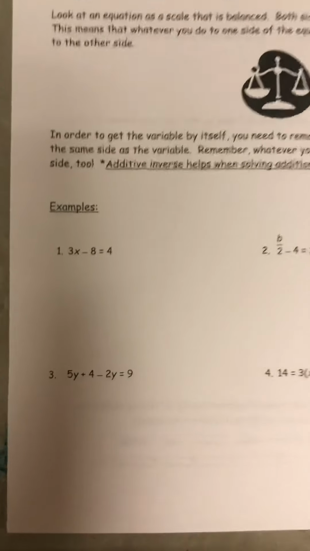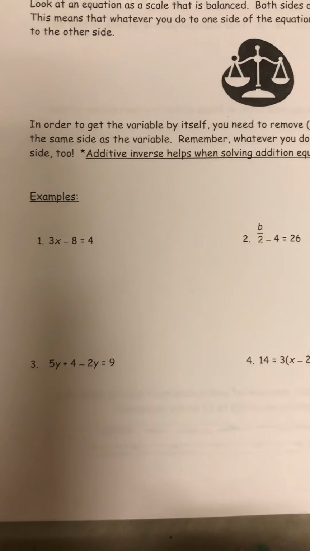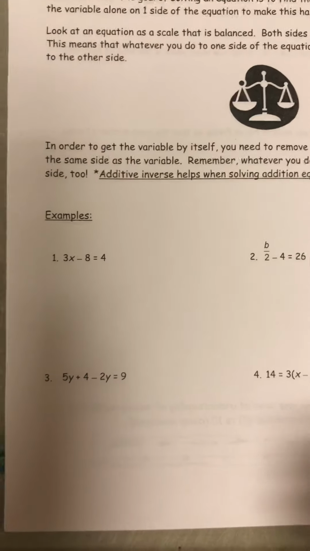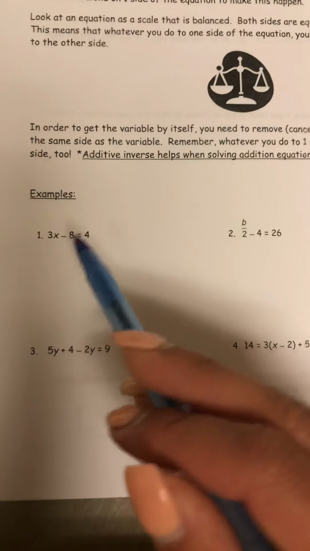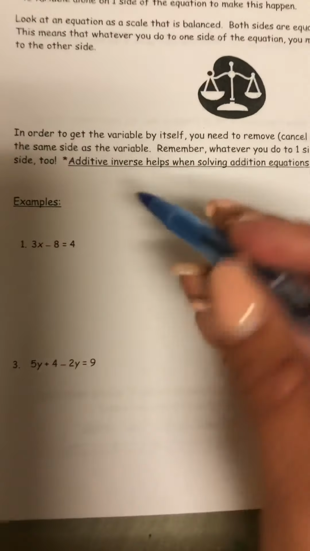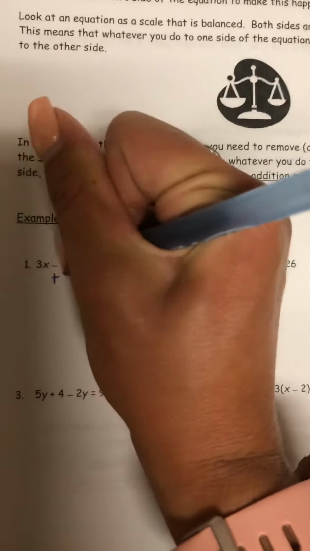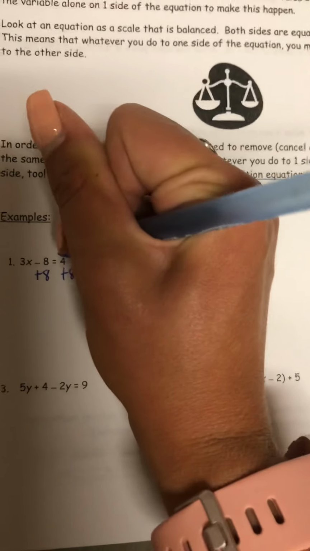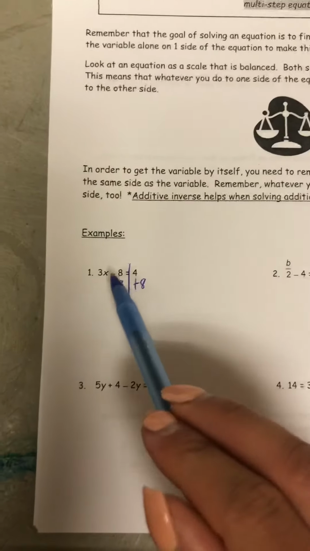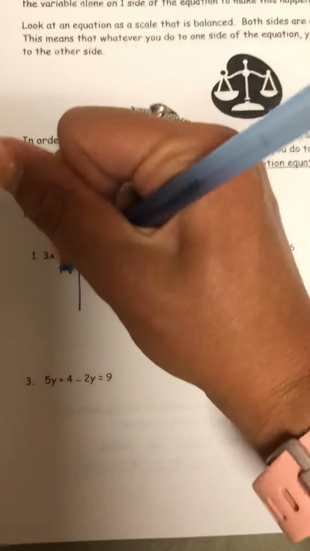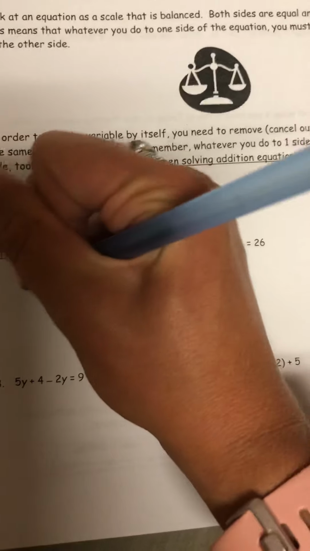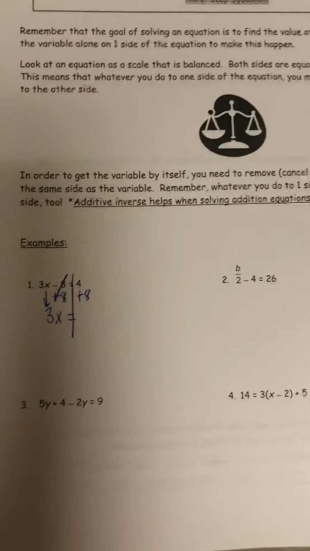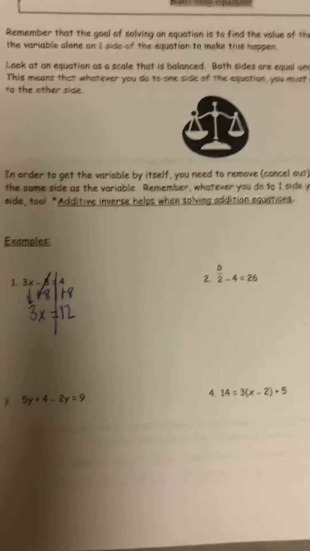So number one, I have 3x minus 8 is equal to 4. Looking at this problem, I know that I want to get x by itself, so I need to get rid of that 8, and because that's minus 8, I need to add 8 to both sides, because the opposite of negative 8 is positive 8, and that will cancel. So I'm just left with my 3x being equal to 4 plus 8, which is 12.